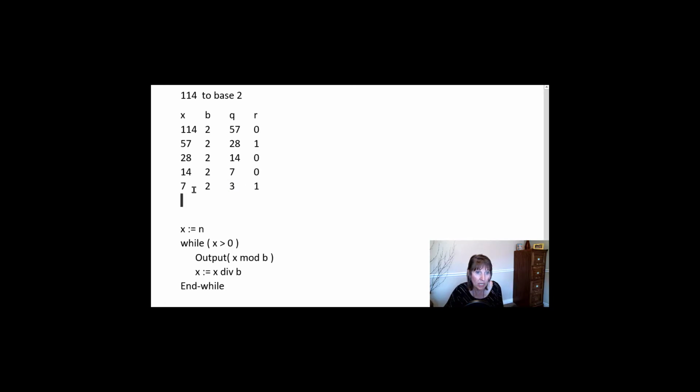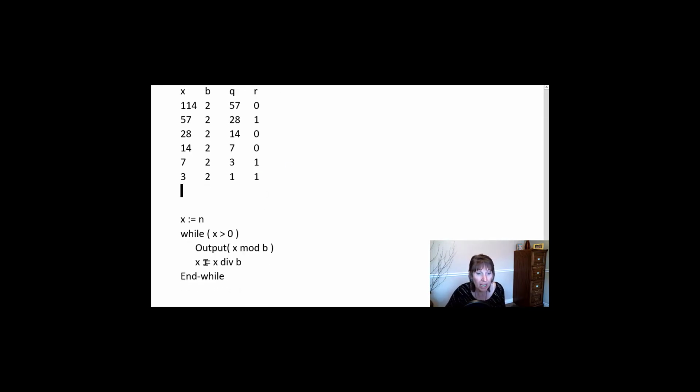And then we move the quotient to x, which is 3. The base stays the same. We do the division. 3 divided by 2 is 1 with a remainder of 1. Okay, now we're not done. x becomes the quotient, so we put that there. It's really easy to stop here when it's 1, and that's one step too soon. So make sure you don't stop yet.